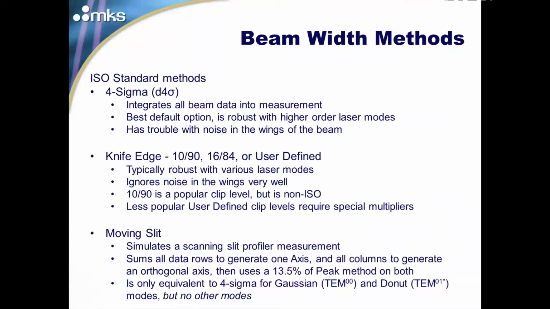If you have any other modal content, your beam widths are going to start to diverge between 4 sigma and moving slit. Otherwise, they're highly equivalent to each other. So again, that's important to note that if you're doing comparison between a scanning slit profiler and another beam profiler, whether it's BeamGage or a different one, you really need to be using the moving slit method. And then if it's not a TEM00 or TEM01 star, there's going to be some natural deviation between those two products. They just aren't going to be equivalent.